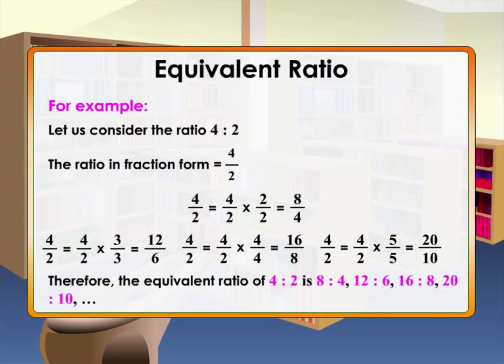Therefore, the equivalent ratios of 4 is to 2 are 8 is to 4, 12 is to 6, 16 is to 8, 20 is to 10, etc.